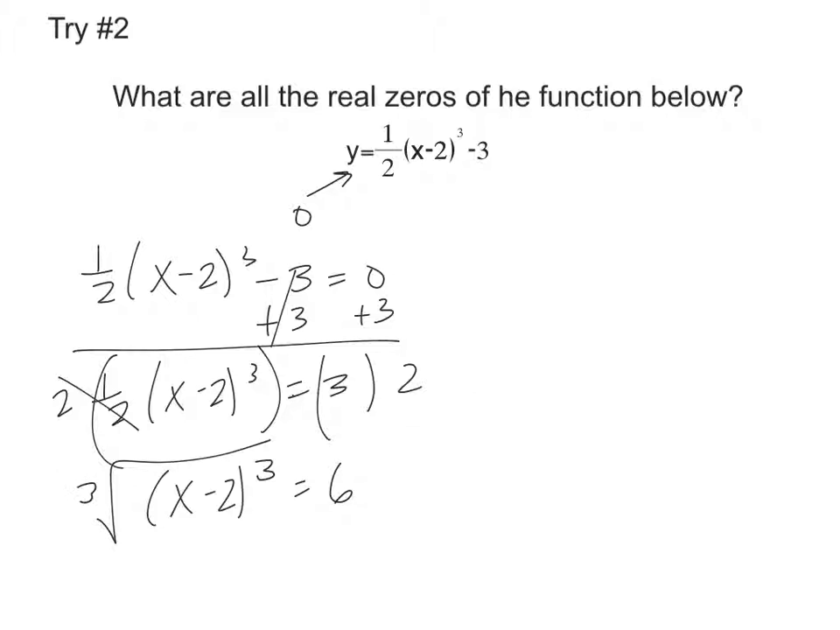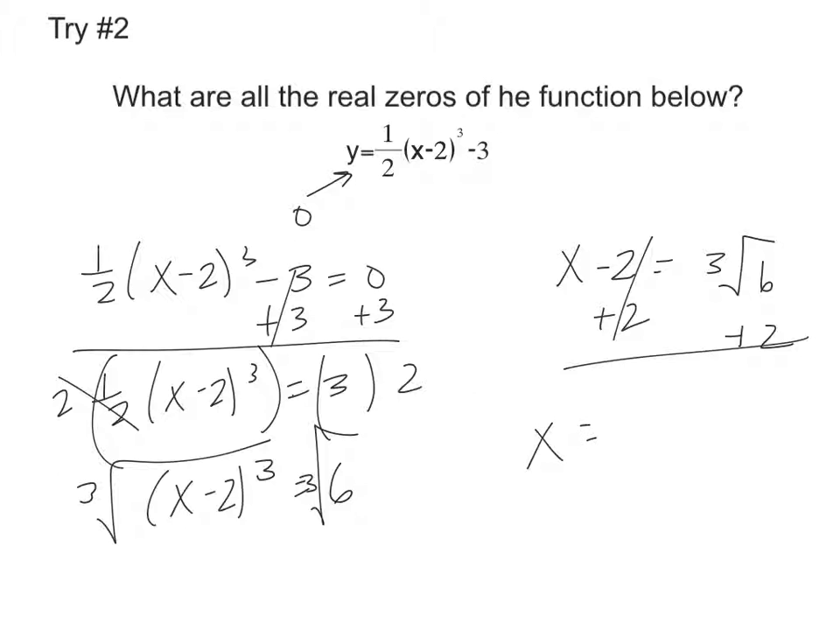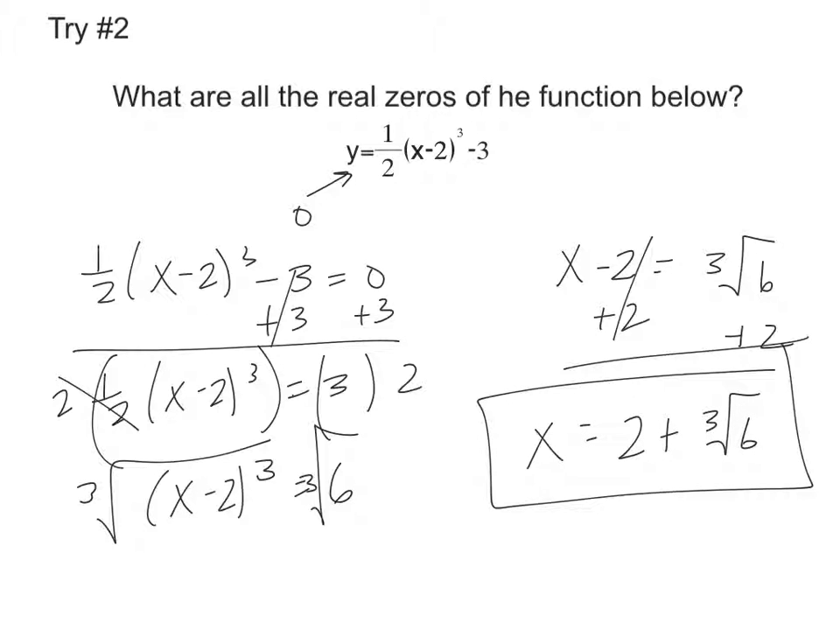Okay, take the cube root of both sides. And so that's going to leave us with x minus 2 equal to the cube root of 6. Lastly, we're going to add 2 to both sides. So our final answer is x equals 2 plus the cube root of 6. And we are done.